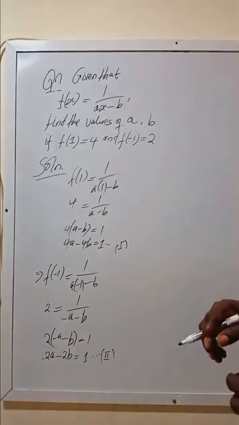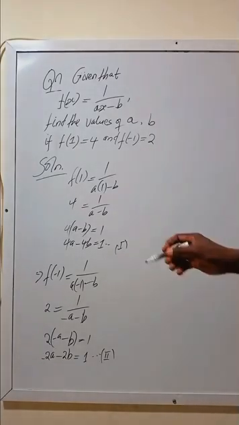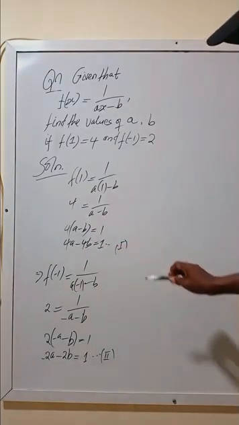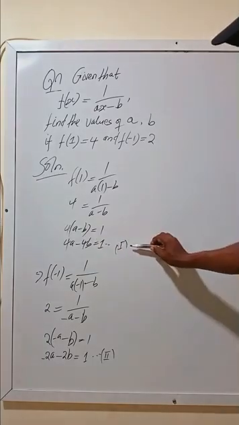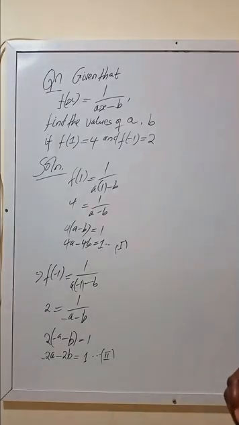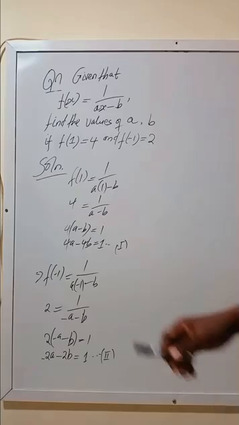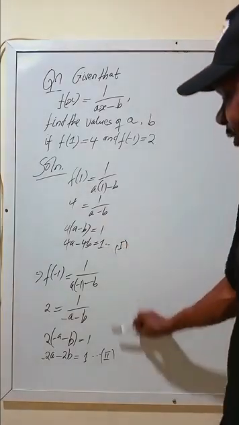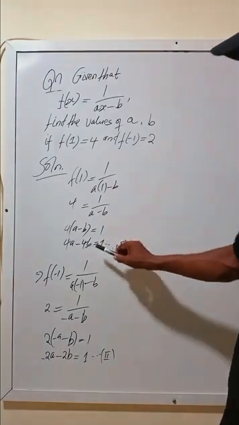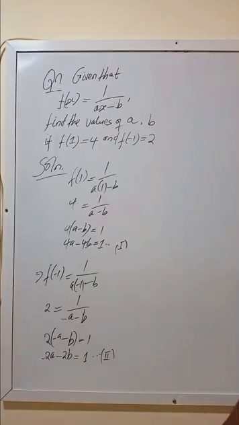So we have two equations with two unknowns. The unknowns now are a and b, and the equations are these ones. This is equation number 1, and this is equation number 2. So what is next is to solve these two equations simultaneously so that you can obtain the values of a and b. Here we go.